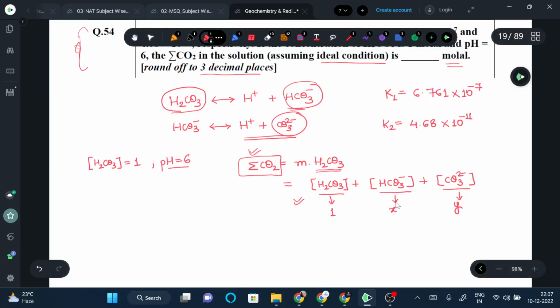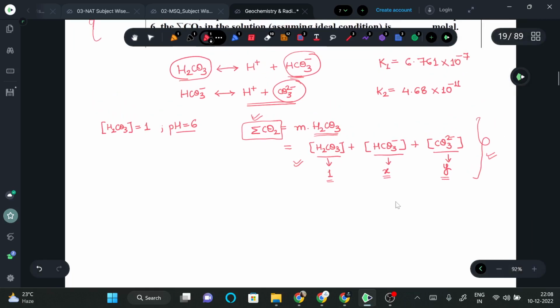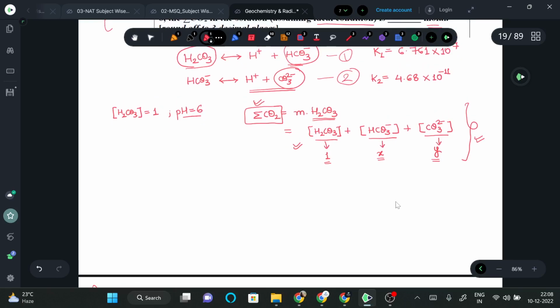So this is what we get. We can get it from H2CO3, from HCO3 minus, and from CO3 2 minus. Now H2CO3 concentration we know is 1. Let's assume this to be X and this to be Y. Now we have to calculate X and Y, then we can easily get the summation CO2. Are you getting this? Because this is the critical step. If you know how to calculate summation CO2, then you can easily get the answer. It has become quite simple if you are getting this step. We had these reactions, right? First reaction, second reaction. Now let's see how to get X and Y.